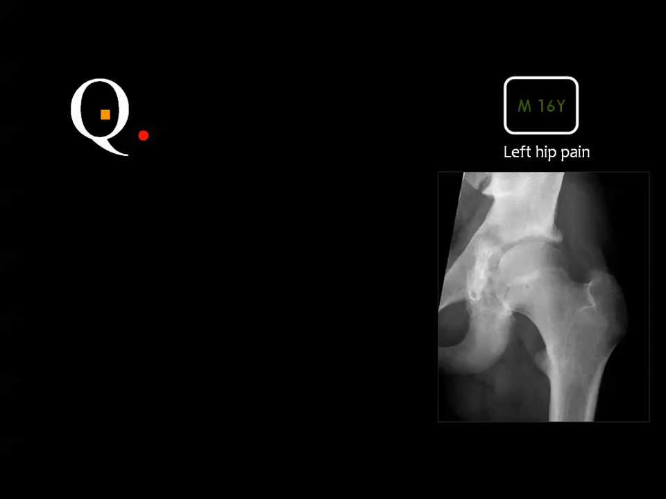X-ray frontal view of the left hip joint in a 16 years old male patient. What do you think? Small metaphyseal lucency. A small metaphyseal lucency. Good. Very, very good osteoporosis.